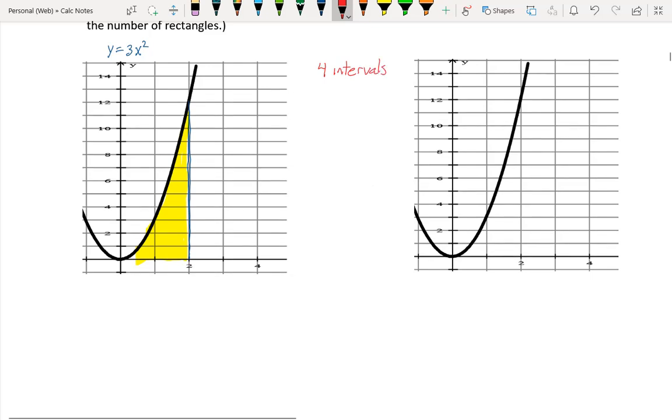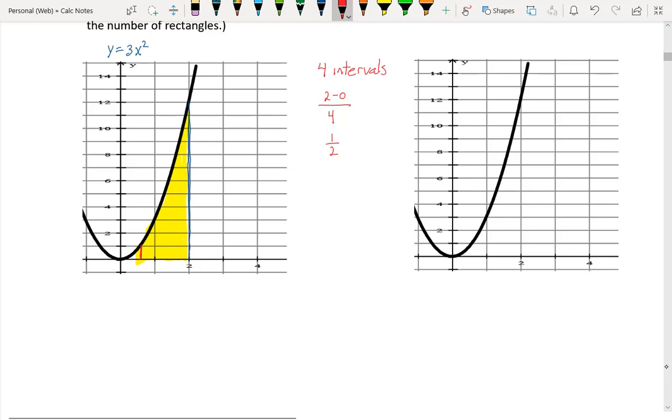And so I need to figure out how wide to make these. Well, again, I need the distance of the entire interval, so that's going to be 2 minus 0, divided by the number of intervals that I want, which is 4. So that means that each interval should be a half a unit. Okay, that should make sense there, I hope. And so I'm going to split this up. I'm going to come over here and I'm going to try and draw the best that I can.